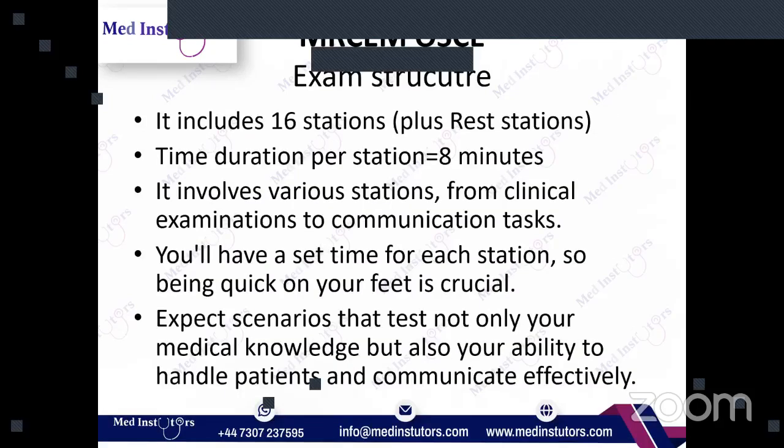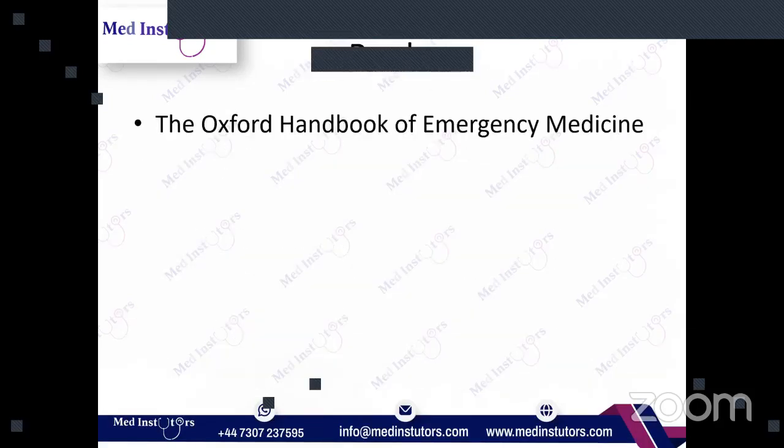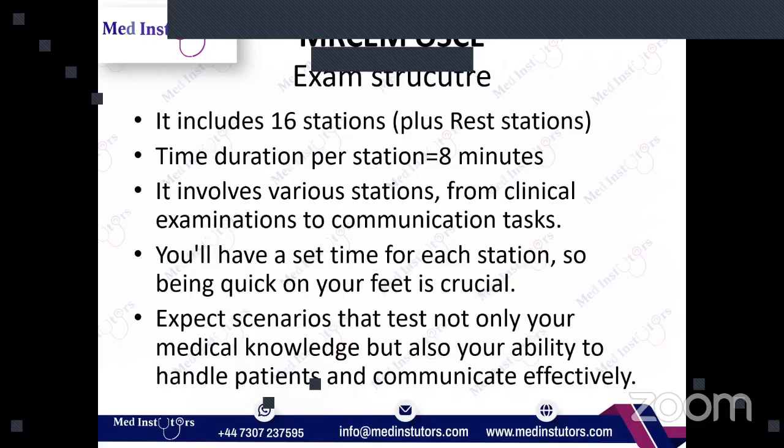So the standard book for the MRCEM examinations, especially not the primary one but the intermediate one, is the Oxford Handbook of Emergency Medicine. It's a very small book, you can even take it in your pocket, but it covers almost each and every topic which will be tested in the intermediate exam. So this book is mainly for the intermediate exam, not for the primary, because it is a clinical book and it covers the clinical topics which are tested in the MRCEM intermediate exam.